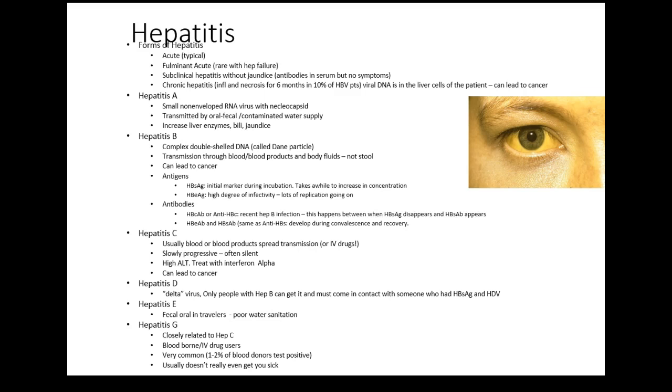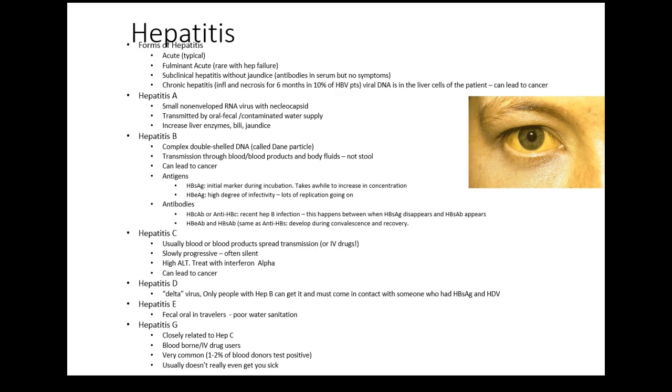So let's look at some of these different types here. Hepatitis A is a non-enveloped RNA virus with a nucleocapsid, transmitted by oral, fecal, or contaminated water. We see elevated liver enzymes, bilirubin, jaundice. These are the ones that are usually connected to a restaurant outbreak. Hepatitis B is the only DNA virus of these. Its transmission is through blood or blood products, okay, or transfusions, and body fluids. This one can lead to cancer.